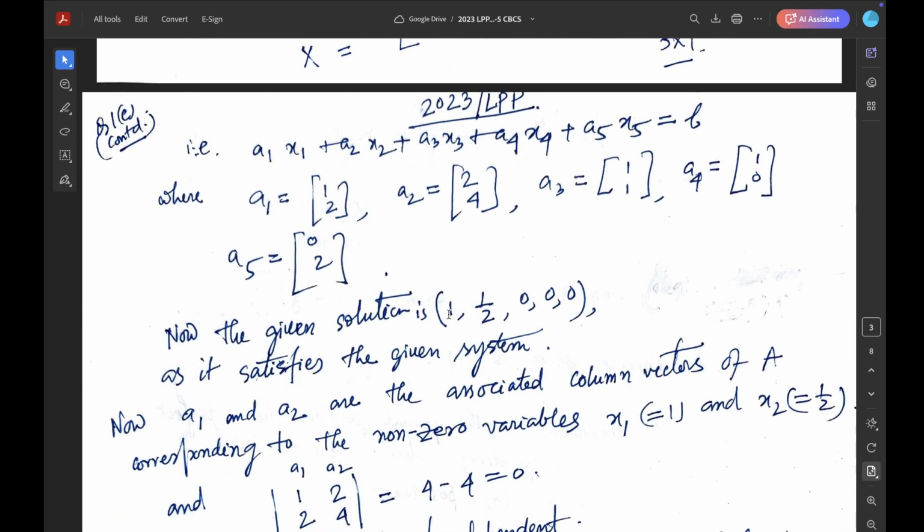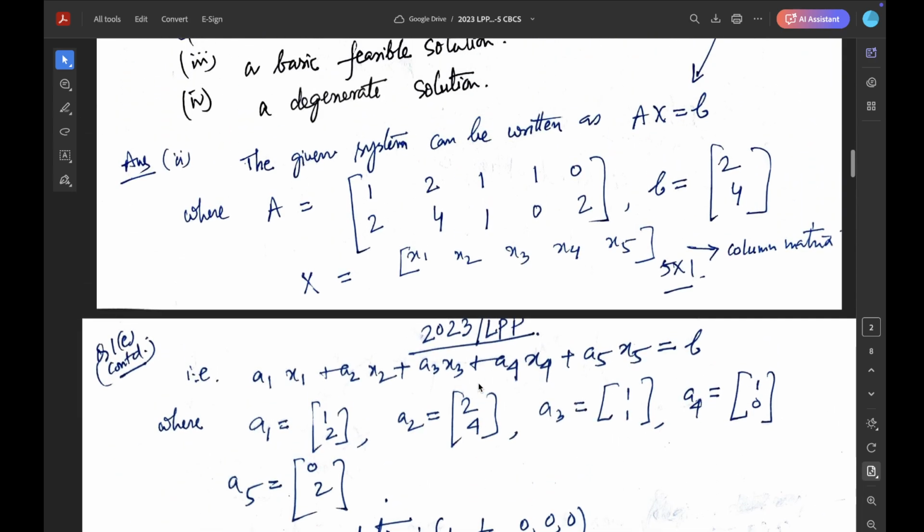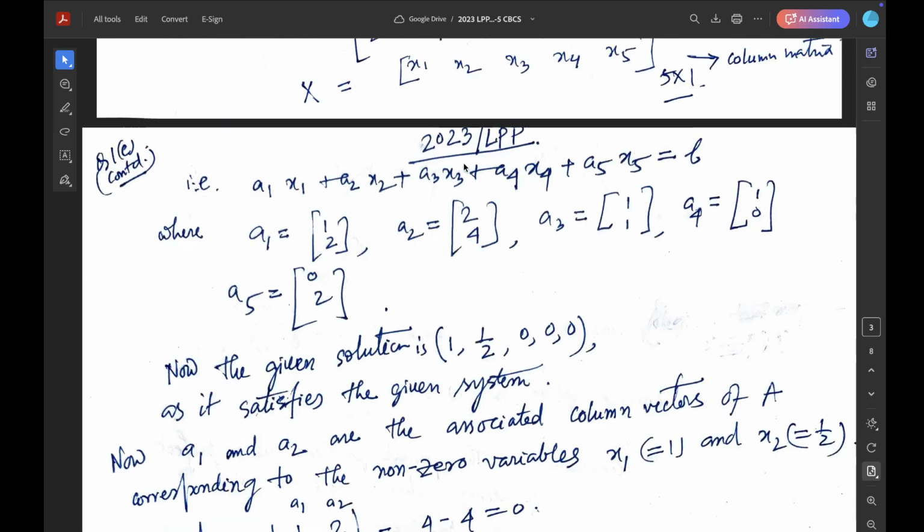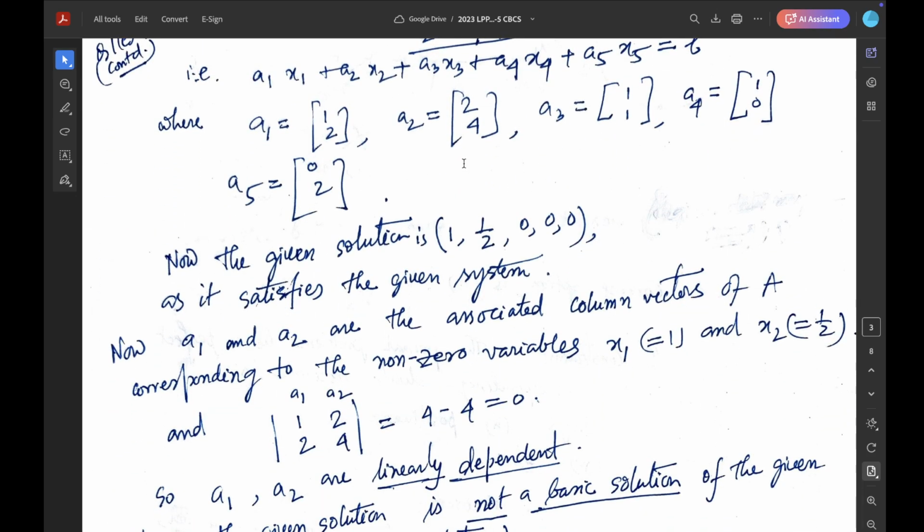So x1 is 1, x2 is half, and x3, x4, x5 are all zeros, as it satisfies the given equation. If we put x1 equal to 1, x2 equal to half, x3, x4 and x5 equal to 0, this solution satisfies the system. So this is a given solution.